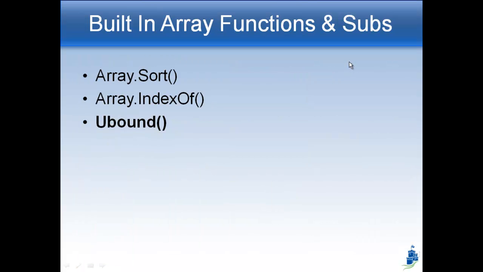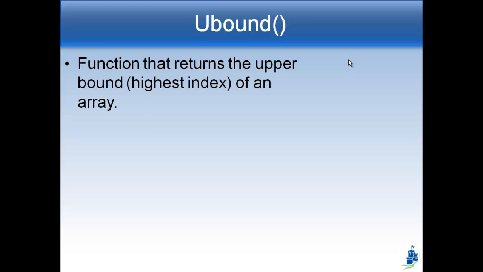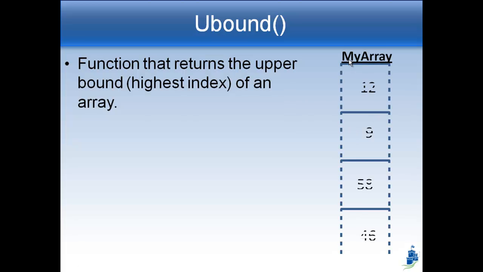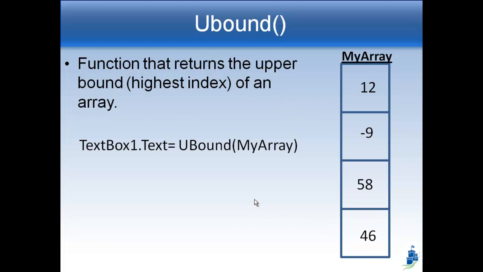All right, last one, ubound. This one's really good. It's not array.ubound, it's just ubound. And this returns the upper bound, or in other words, the highest index of an array. So here I have an array, 12, negative 9, 58, 46. This has 4 elements, so its highest index is 0, 1, 2, 3. So 4 elements means the highest index is 3. So if we say textbox1.text equals ubound of myArray, it will return a 3.